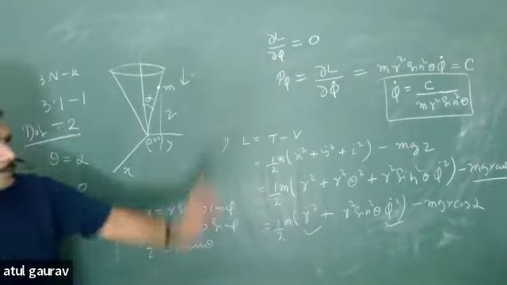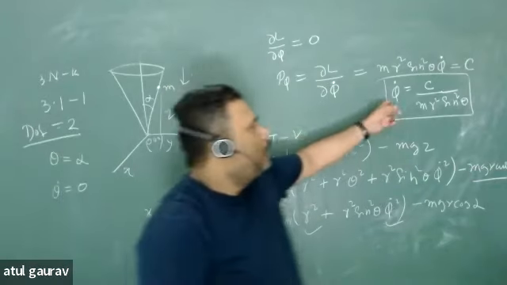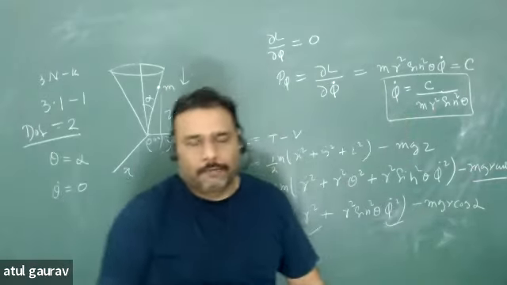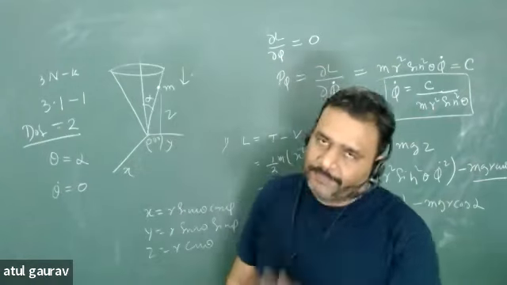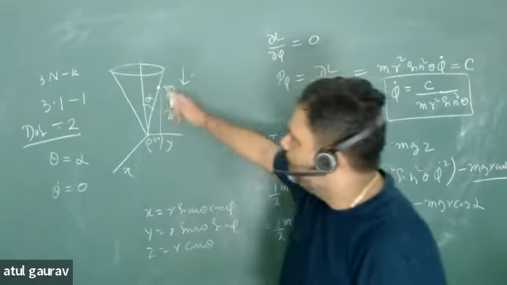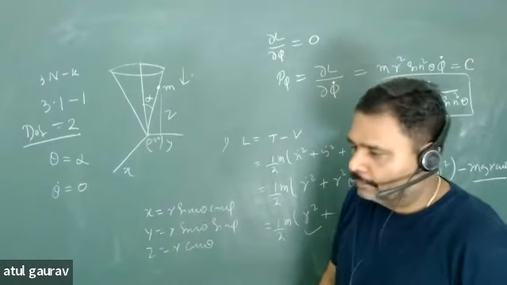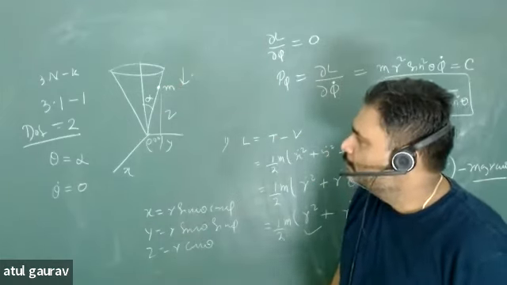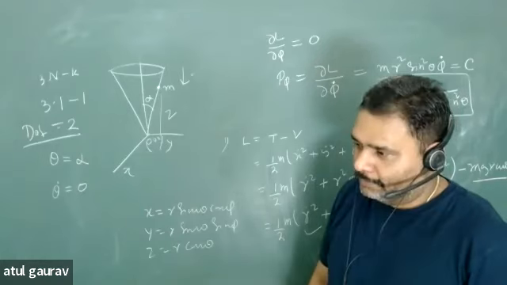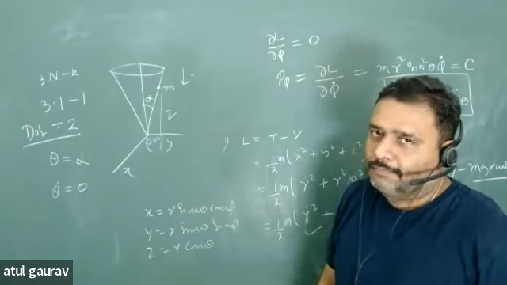Can I write this thing? Now phi dot is inversely proportional to r square. इसका मतलब क्या होगा? By the way, what is r here? यहाँ पर r क्या है? Anyone? Radius in XY plane where the particle is moving.